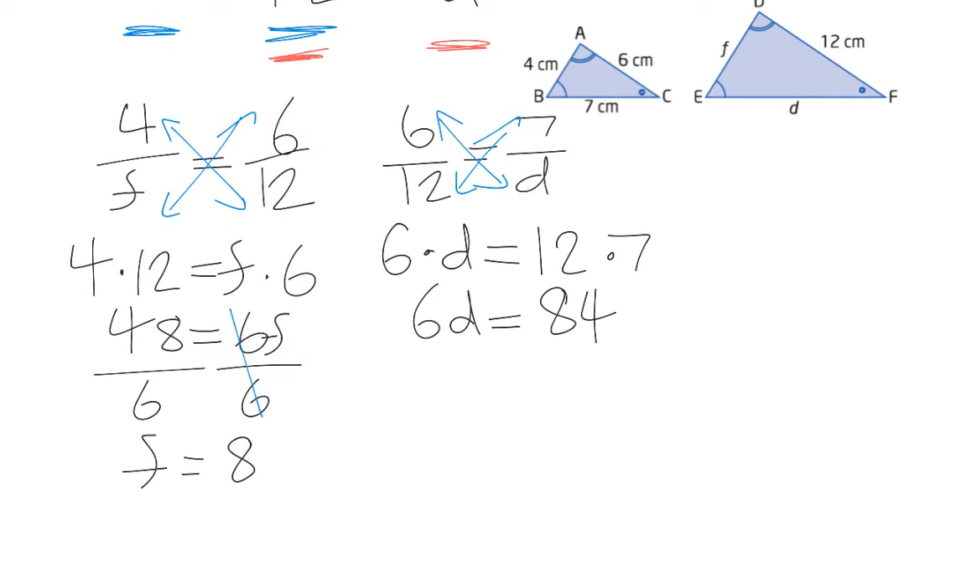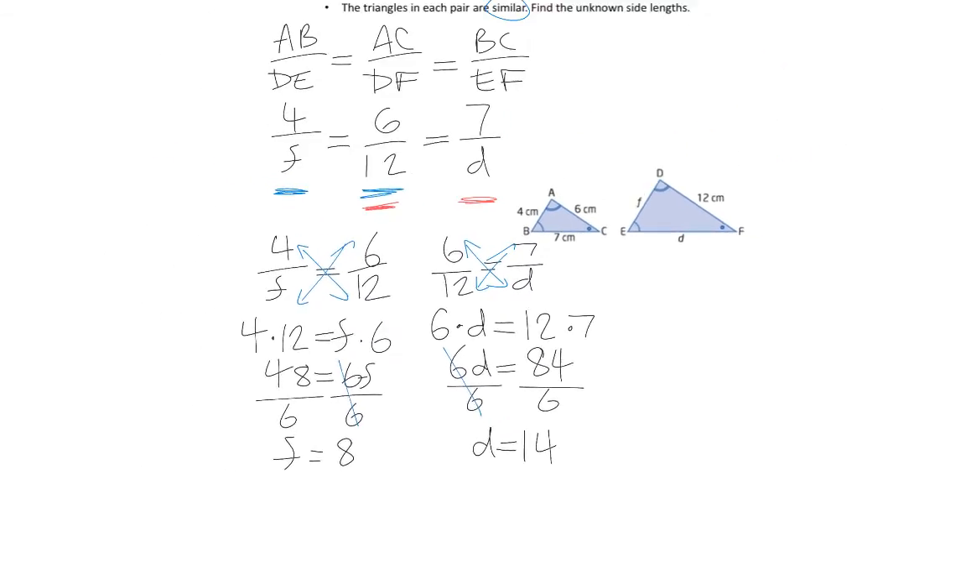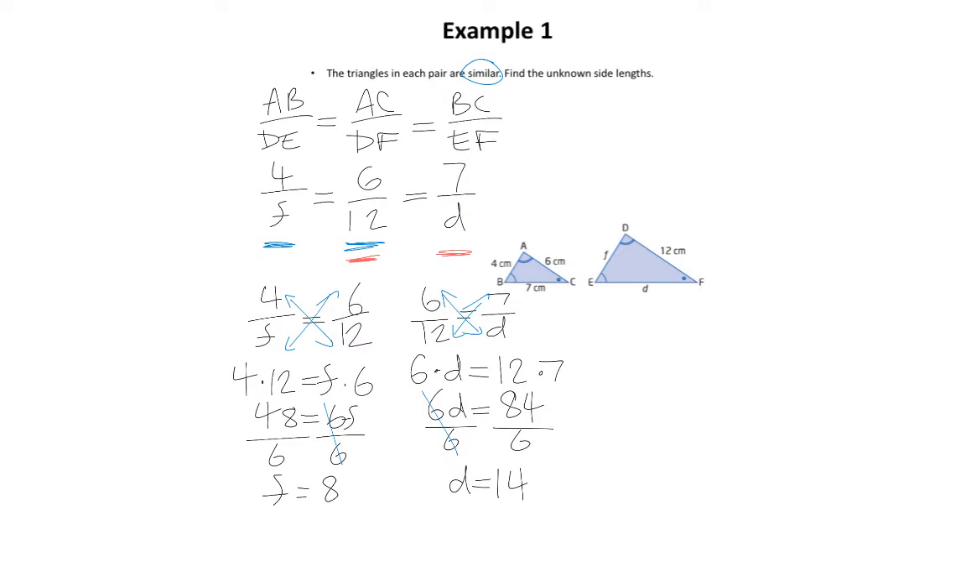Let's get rid of the 6, and we do that by dividing both sides by 6. The 6's cancel out, and all you're left with is d, and 84 divided by 6, which is 14. Therefore, we've just figured out the values of f and d, and that is 8 centimeters and 14 centimeters. You can write a concluding sentence as well if you like. And moreover, if you really wanted to, you could double check your work by substituting in your values of f and d and seeing if the ratio of corresponding sides are all equal, and they should be.